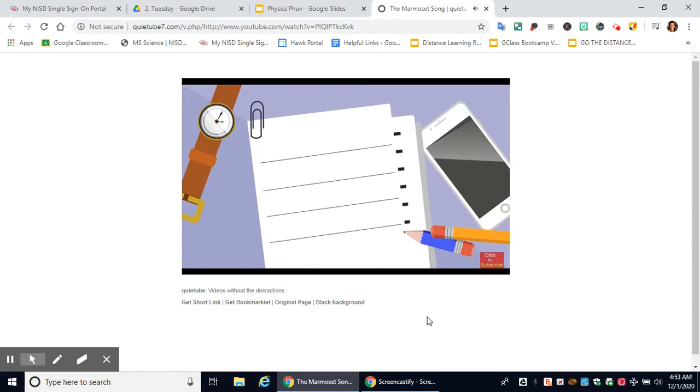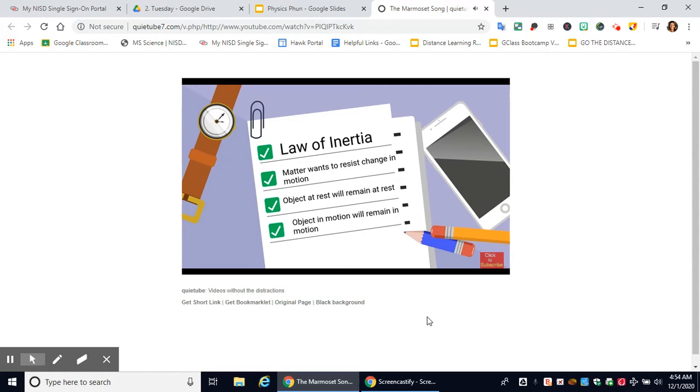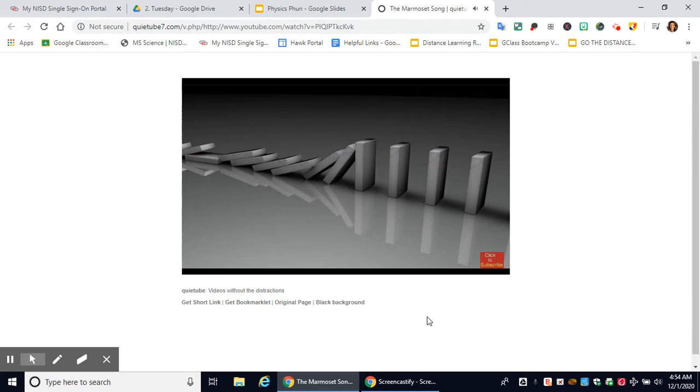Law number 1, or also called the law of inertia, states that matter wants to resist any change in motion. If an object is at rest, it wants to stay at rest. If an object is in motion, it wants to stay in motion. Also, the more massive an object, the greater its inertia. These dominoes will stay at rest forever unless an outside force acts on it, like this push from someone's hand.